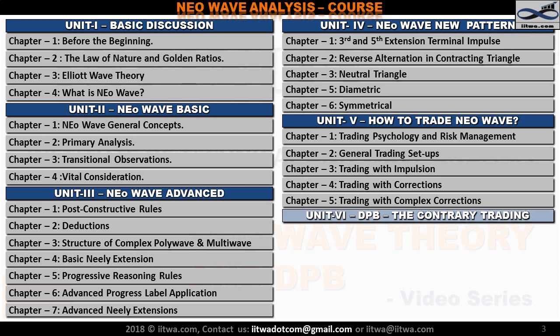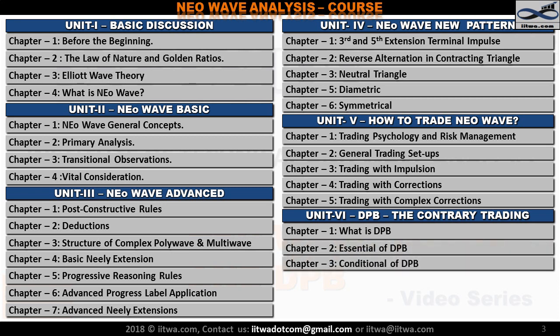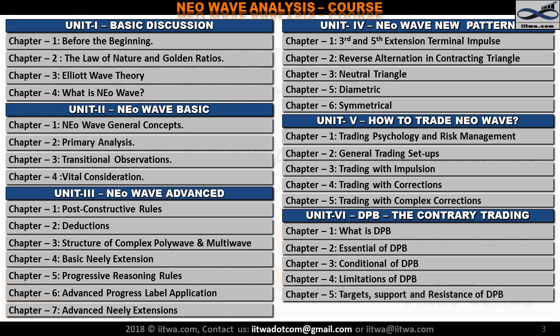Unit 6. DPB, Detached Potential Bar, the contrary trading. This is a special supplementary unit added in this course. The DPB provides you a trade with small risk and big reward. An important feature of this research is that the DPB enlightens you with the idea of when a particular neo-wave pattern will end, before the first and second stage of neo-wave confirmation of patterns.